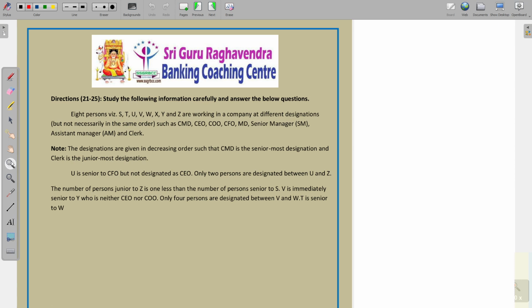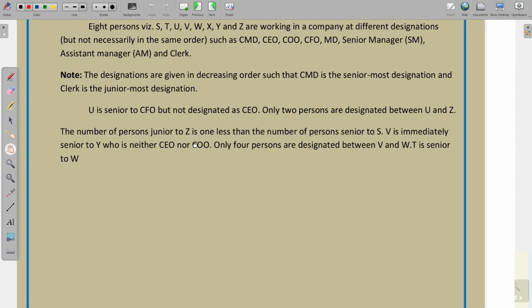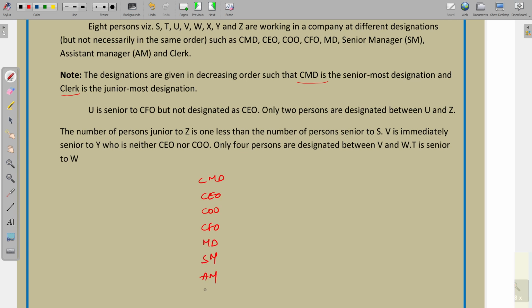Next, 21 to 25. 8 persons S, T, U, V, W, X, Y and Z are working in a company, different designations but not necessarily in the same order, such as CMD, CEO, COO and CFO, MD, SM and DM, and next clerical. The designations are given in descending order such that CMD is the senior most and clerk is the junior most. So, starting from CMD, CEO and next COO, senior manager, assistant manager and finally clerk.